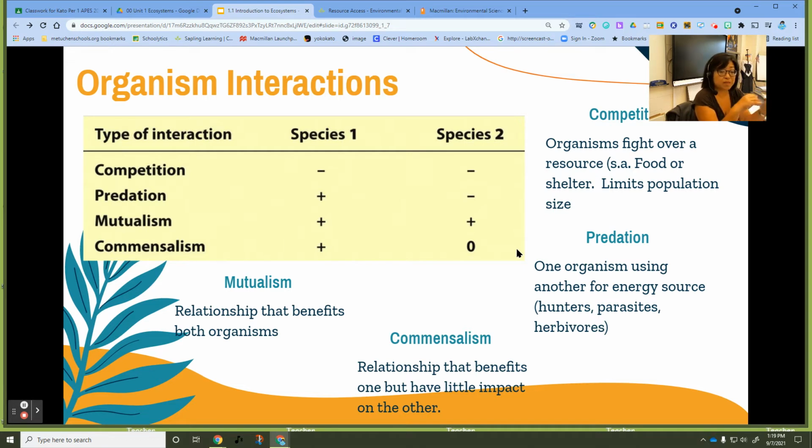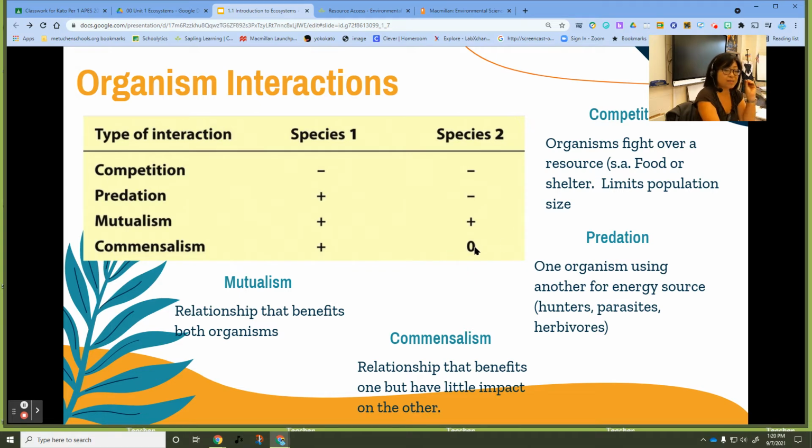Predation will be a plus minus interaction, where the one that's doing the eating is benefiting, and the one that's getting eaten is negatively affected. There are different types of predation I'm going to be talking about. Mutualism is a plus plus interaction, meaning that they're both benefiting from the interaction. So if you were to take one away, the other one's going to be negatively affected by the absence of the other. Okay.